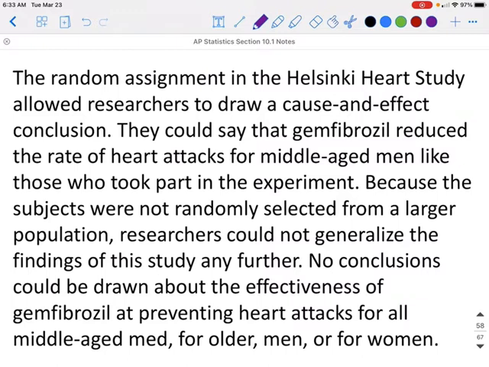The random assignment in the Helsinki Heart Study allowed researchers to draw a cause and effect conclusion. They could say that the medication reduced the rate of heart attacks for middle-aged men like those who took part in the experiment. Because the subjects were not randomly selected from a larger population, however, the researchers cannot generalize these findings in this study any further. No conclusions can be drawn about the effectiveness of the medication at preventing heart attacks for all middle-aged men, for older men, or for women.